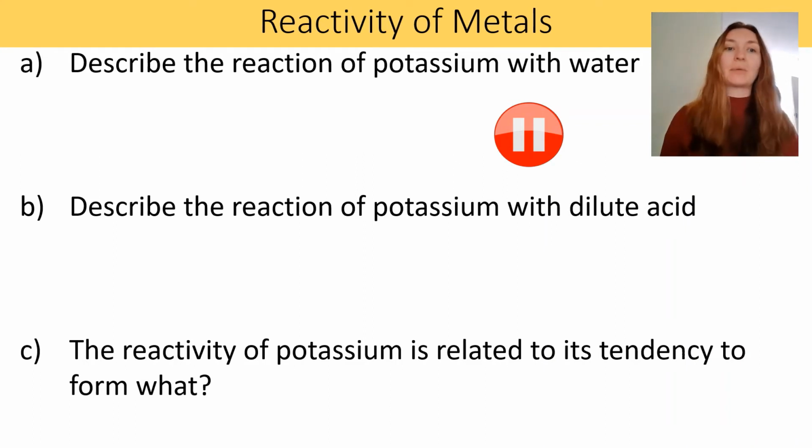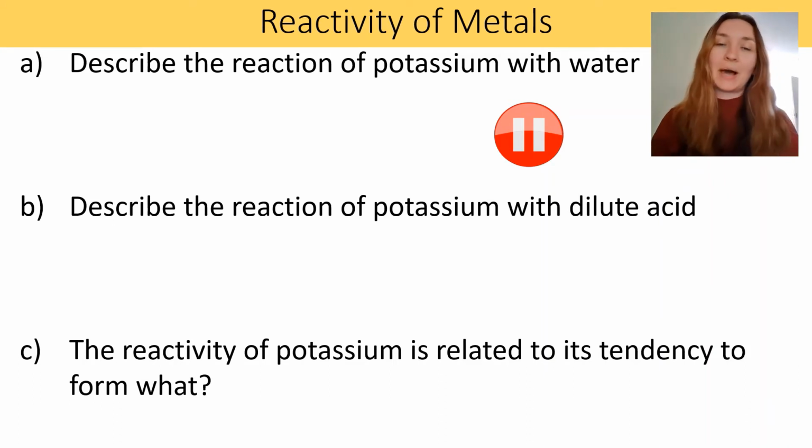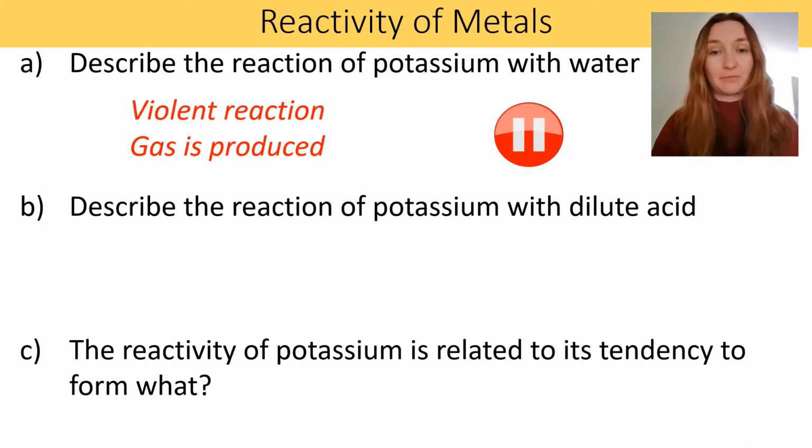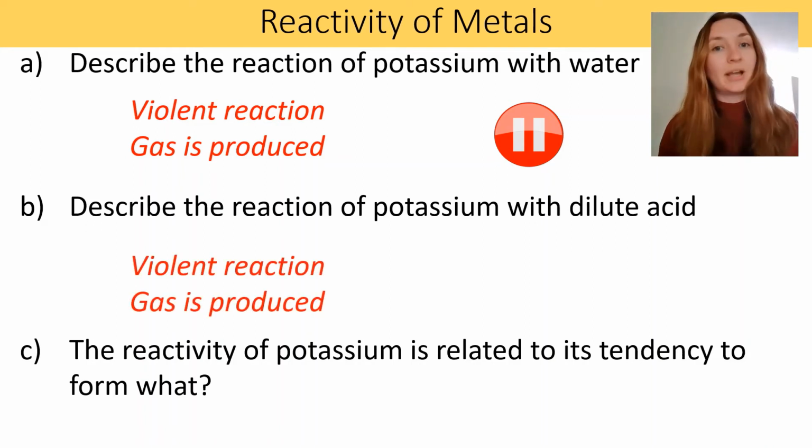Okay, so welcome back. We're going to have a go at doing those questions together. So the first question was to describe the reaction of potassium with water. So looking at that table before and having tried to remember what happens and looking at that animation I showed you earlier, the things that we need to write for this is that it's a violent reaction and that a gas is produced. Part B, describe the reaction of potassium with dilute acid. So you saw what happened when potassium reacted with that acid in that video earlier on. So again, we would write something like this: there was a violent reaction and a gas was produced.